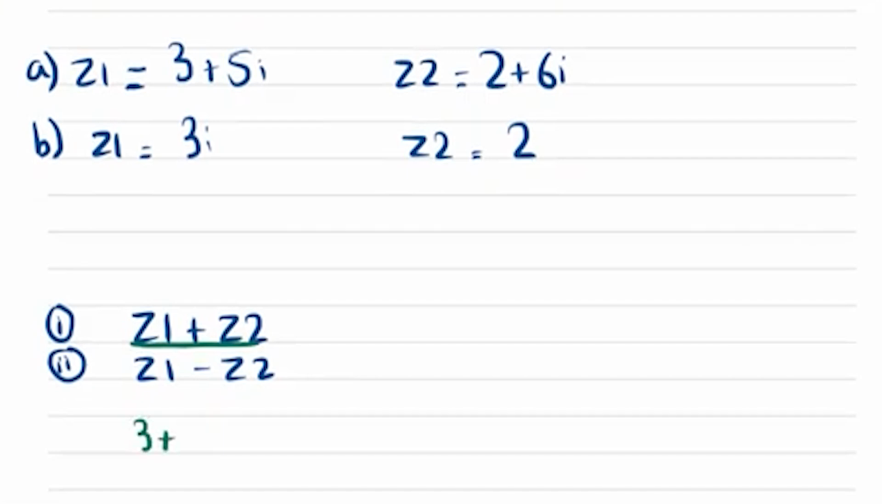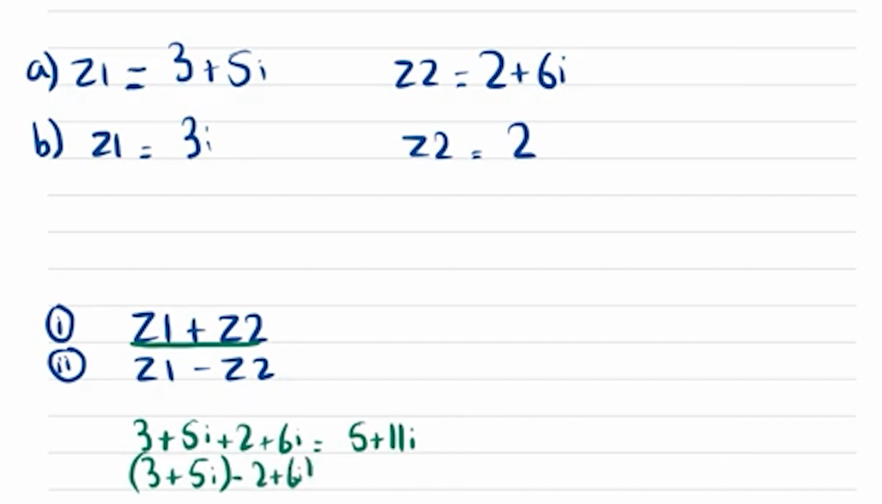3 plus 5i plus 2 plus 6i. If I add this, it's going to become 5 plus 11i. Now let's subtract this: 3 plus 5i minus 2 plus 6i. So I'm going to write like this: 3 plus 5i minus 2 minus 6i. So it's going to become 3 minus 2, which is 1, and 5i minus 6i is minus i.